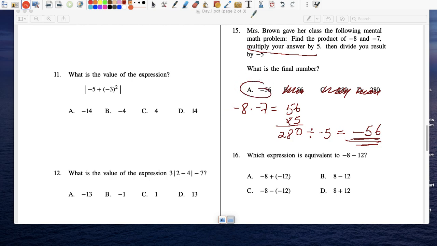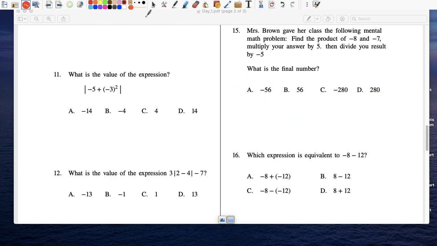Use that. Such a powerful tool, right? Process of elimination.